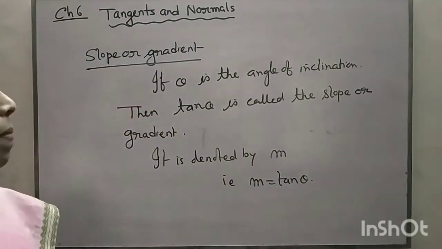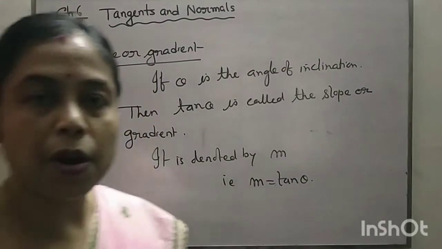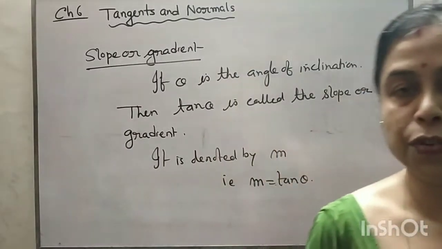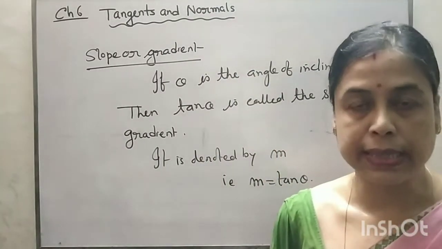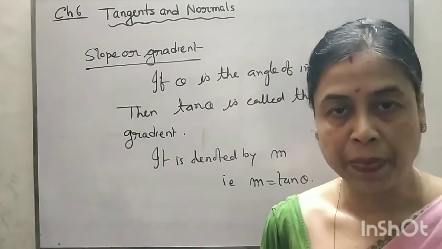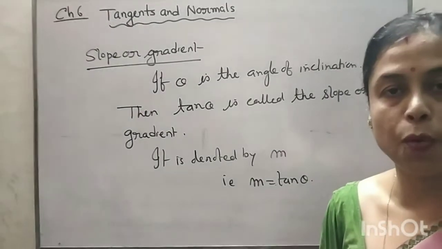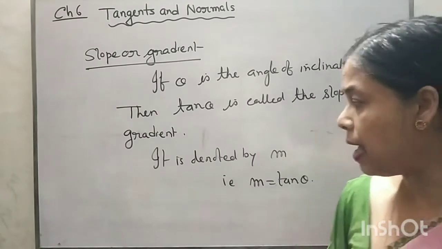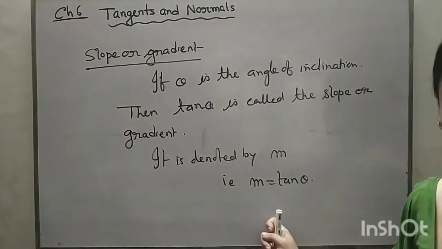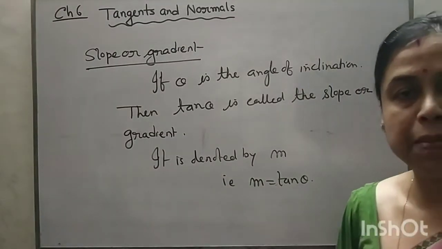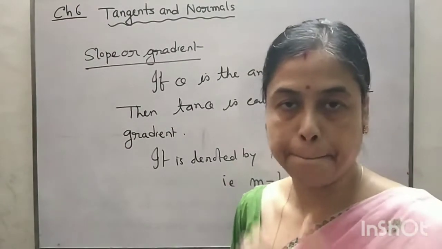So what do you mean by slope or gradient? If you know the angle of inclination, say theta is the angle of inclination, then tan of the angle theta is called the slope or gradient. Okay? And it is denoted by the symbol M. So we have seen here that M is equal to tan theta.